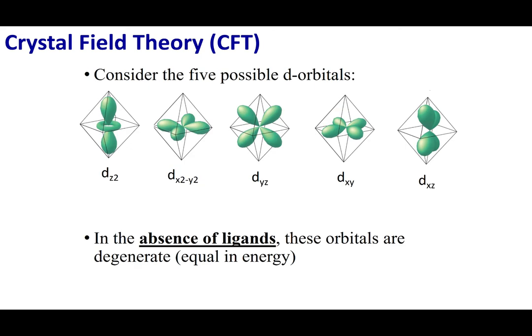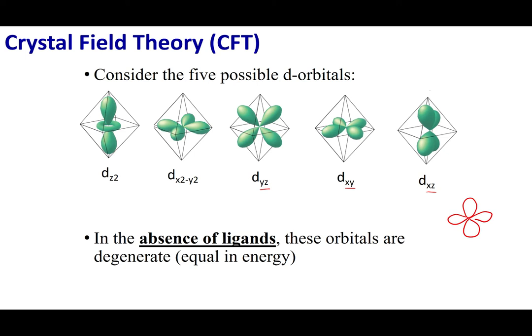Now, to explain crystal field theory, I need you to remember the d orbitals. It is really important that you remember the shapes of the d orbitals and their designations. To help you out, here are the d orbitals pictured. These labels tell you the shape of our d orbitals. Let's take a look at these last three: the dyz, the dxy, and the dxz. Each one of these is clover shaped, meaning you have lobes that are pointed like this.